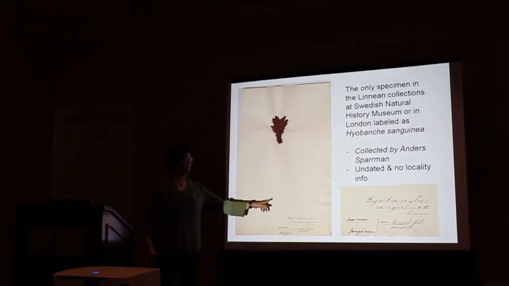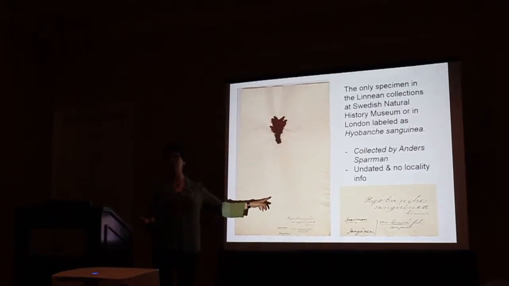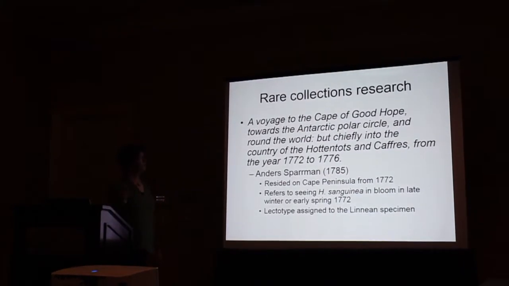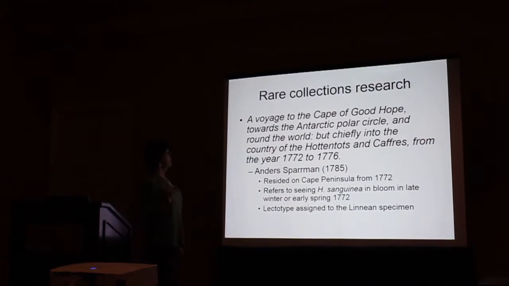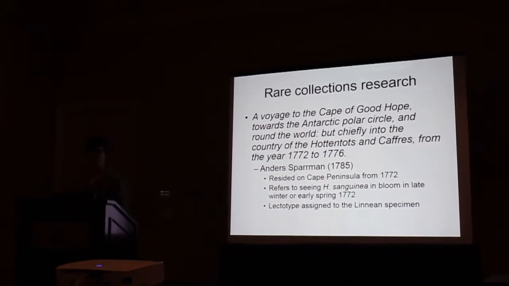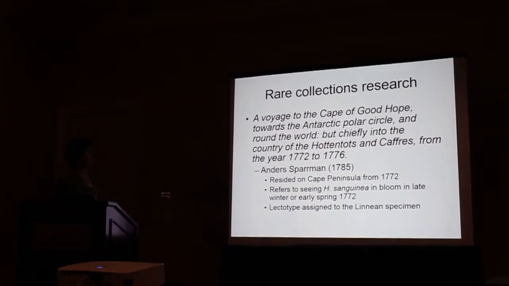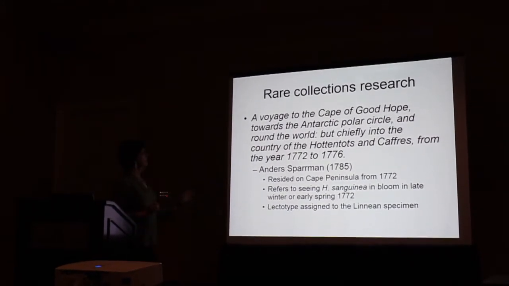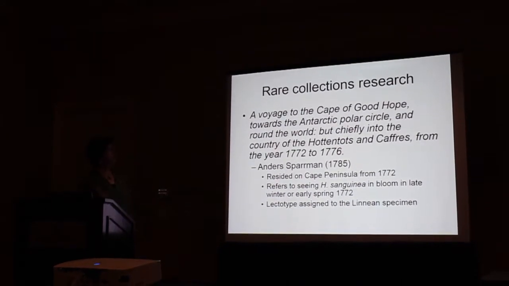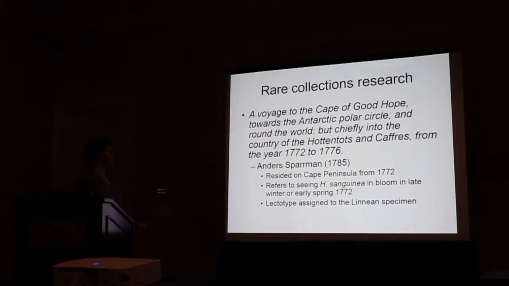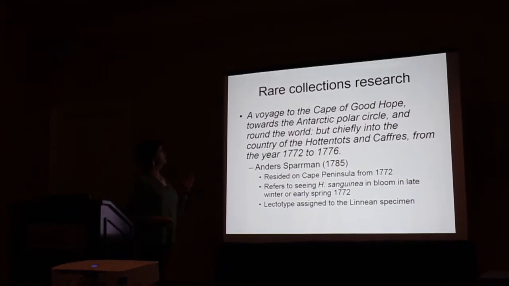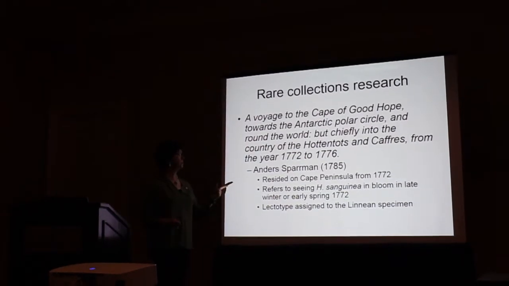This, having no date, makes it so that you have to go and actually do a little bit of detective work. And so it happens to be the case that Anders Sparman did a travel log. He traveled from 1772 to 1776. He wrote a book called A Voyage to the Cape of Good Hope, towards the Antarctic polar circle, around the world, but chiefly into the country of the Hottentots and Caffres from the year 1772 to 1776.